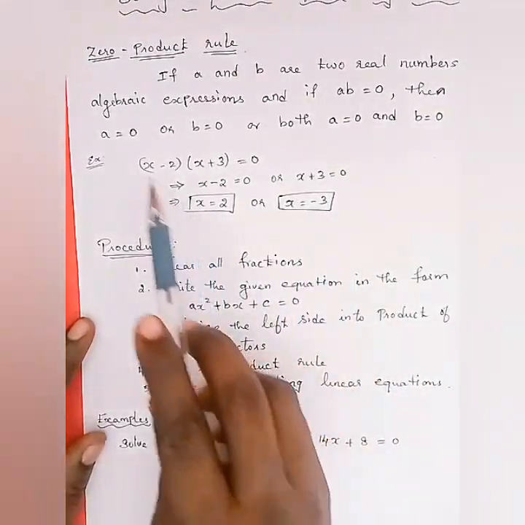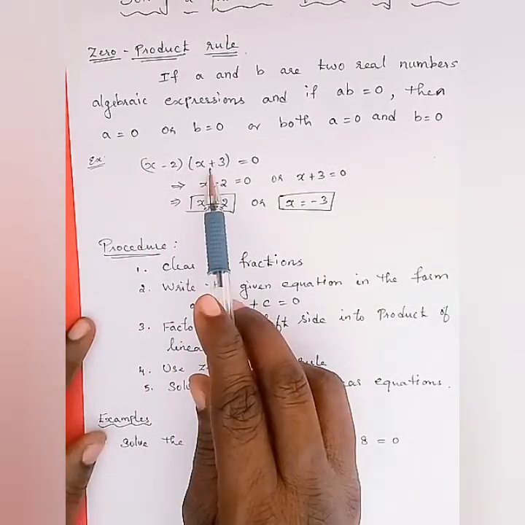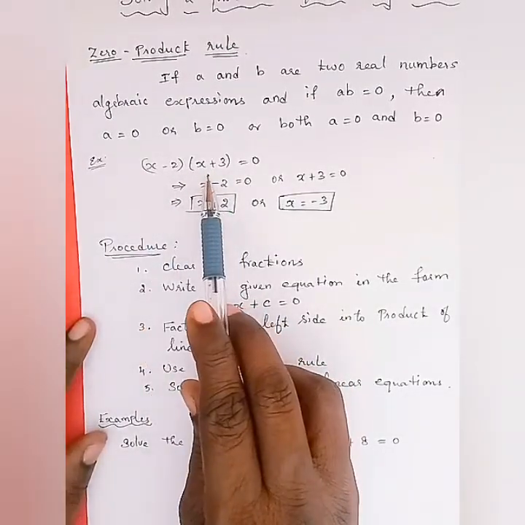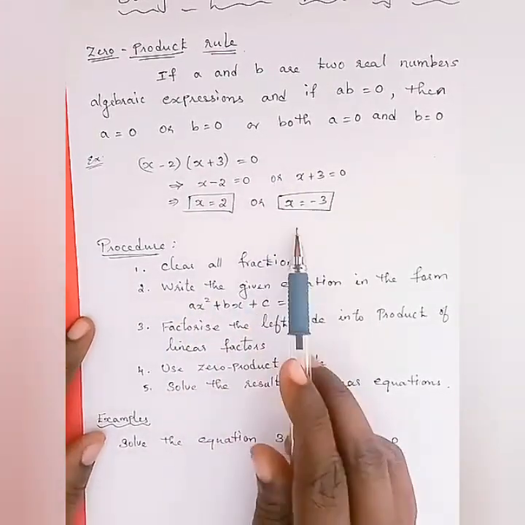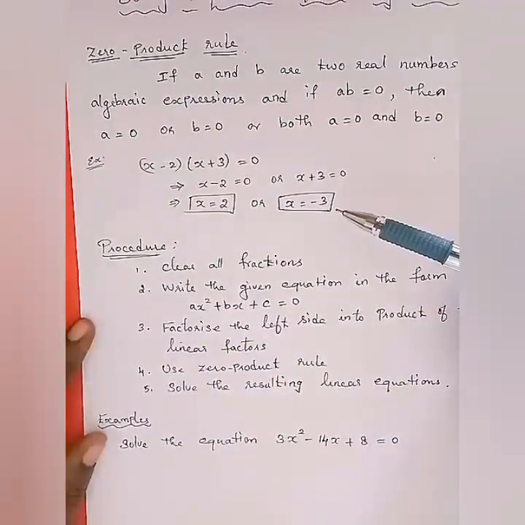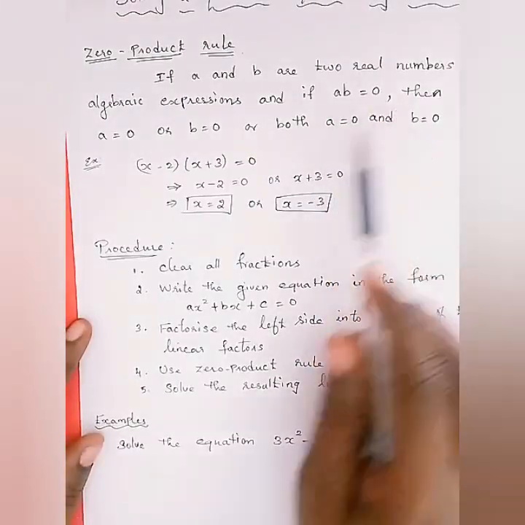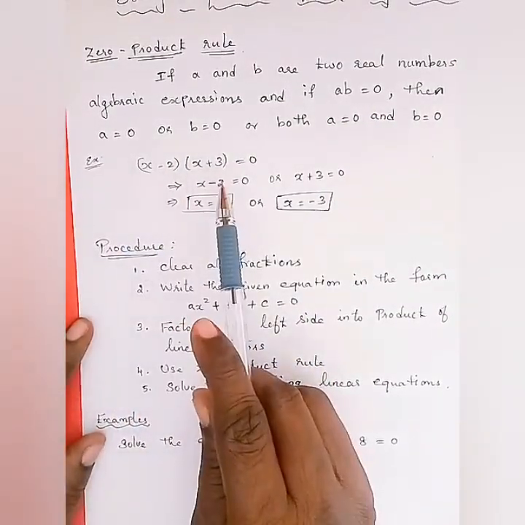If you substitute 2 in this equation, you will get the answer as 0. If you substitute minus 3, then also the answer will be 0. That is what the zero product rule states. If a into b equal to 0, either a equal to 0 or b equal to 0, or both the values are 0.